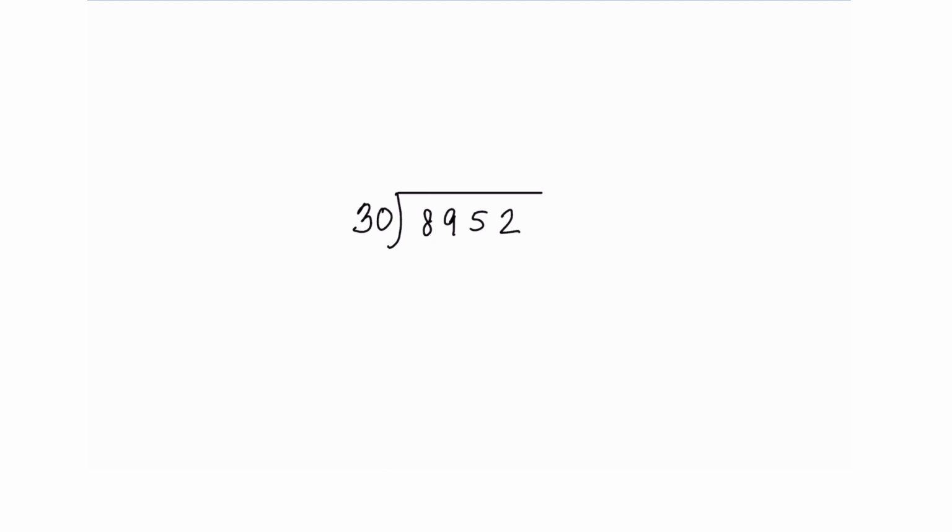30 is what we call the divisor. 8,952 is what we call the dividend, the number being divided into. And the result of any division problem is called the quotient. So the way we start long division is we look at 30 and we try to determine how many times it goes into, well, it doesn't go into 8.